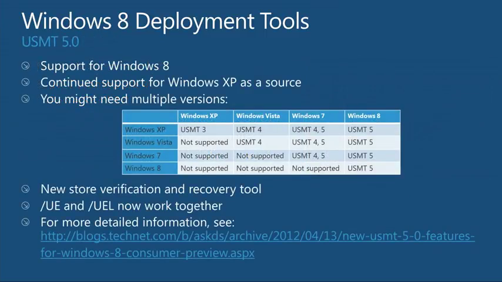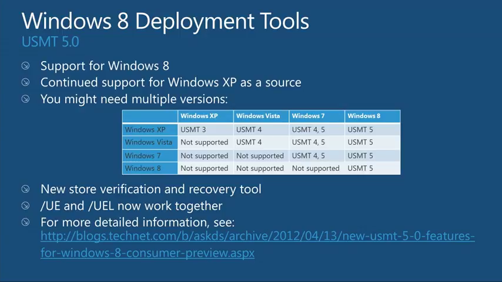USMT5 is the new version that adds support for Windows 8, so that one's critical for this. Fortunately, it continues to support Windows XP as a source OS, so even if you're planning to deploy Windows XP to Windows 8, you're good. So for the most part, you can drop in USMT5 to replace USMT4, and everything will continue to work without any real challenges. There is a new verification tool included that would enable you to check on a corrupted USMT store and actually extract contents from it, so you don't have to call support to get that anymore.